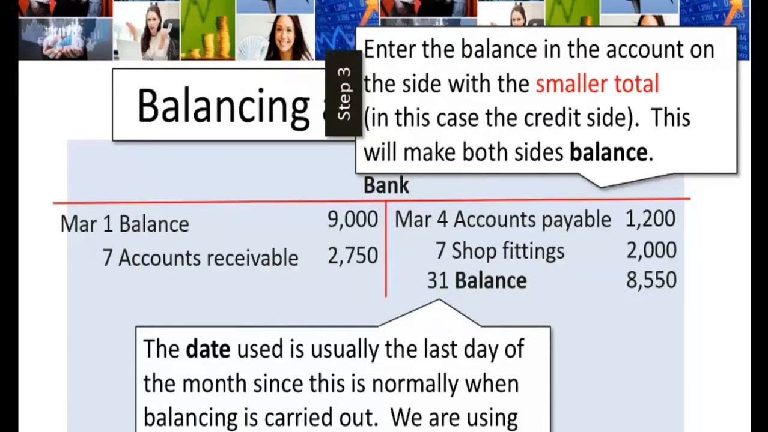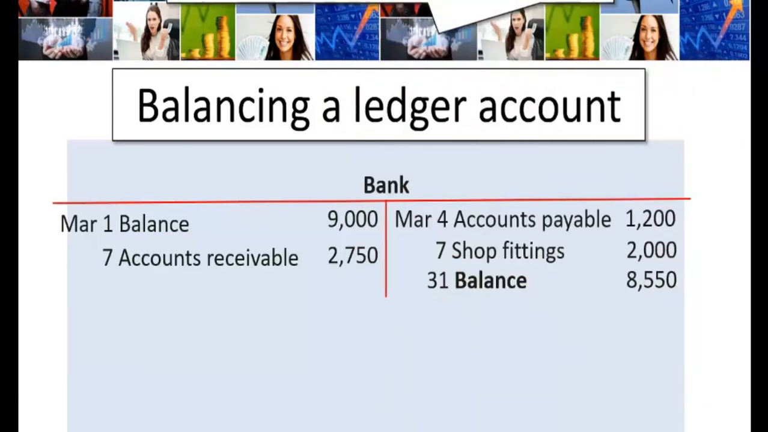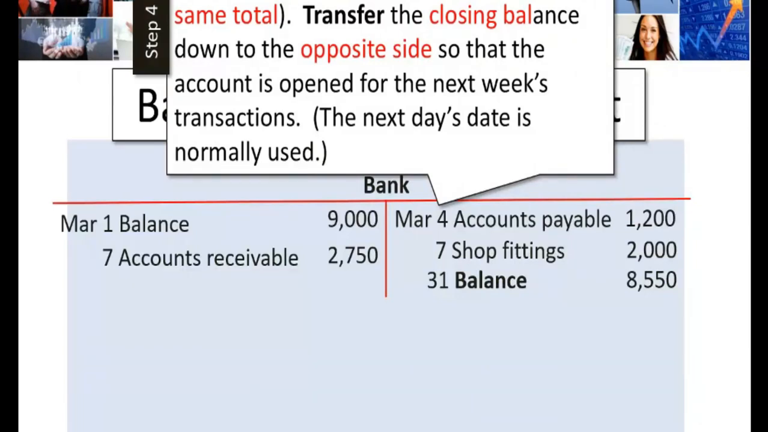The date used is usually the last of the month. This is when the balancing is typically carried out, but just for simplicity's sake and because of the few transactions here, we're just going to use the end of the week. Fourth step, you can see it's very step by step. You need to write these steps down, practice them, remember them.